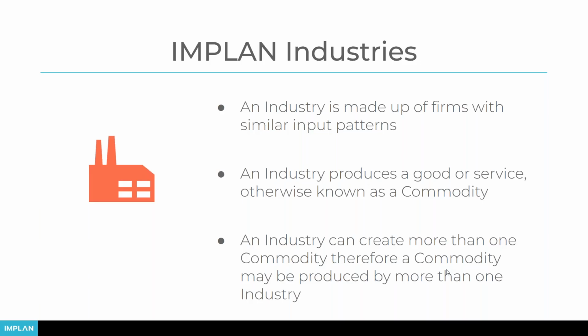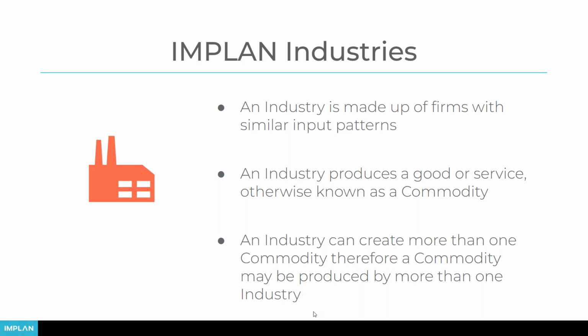So let's take a look at IMPLAN's energy industries. But before we focus on energy, let's talk briefly about industries in general. At IMPLAN, we define an industry as made up of firms with similar input patterns. They are a group of establishments or businesses engaged in the same or similar types of economic activity. For example, any company manufacturing personal vehicles, Honda, Ford, Chrysler, Tesla, would all be classified in the same industry in IMPLAN, Industry 340, automobile manufacturing.